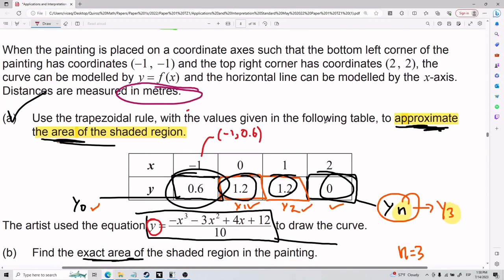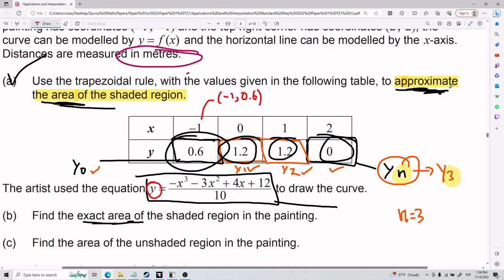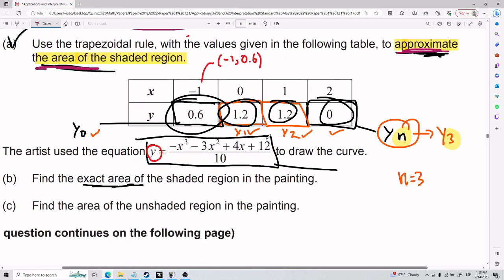Now that we understand the trapezoidal rule, what's going on behind the scenes and all that good stuff, everything else just kind of flows. So part A finds the approximate area. We use the trapezoidal rule, we're good to go. For part B, we need to find the exact area of the shaded region. And so for part B, they actually give us the equation that the artist used. For finding the exact area of the shaded region, we need to use an integral.